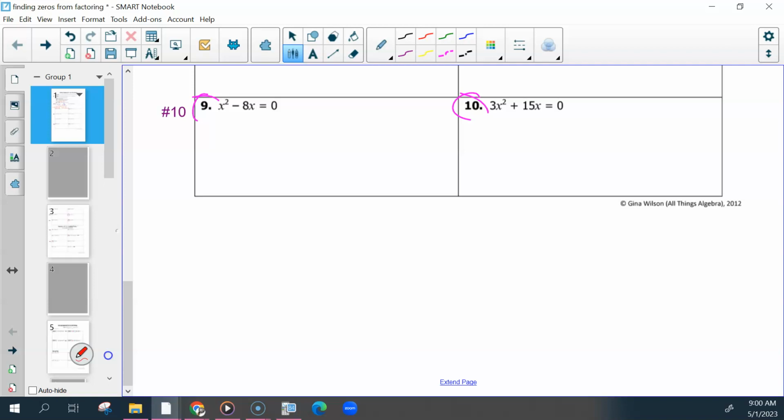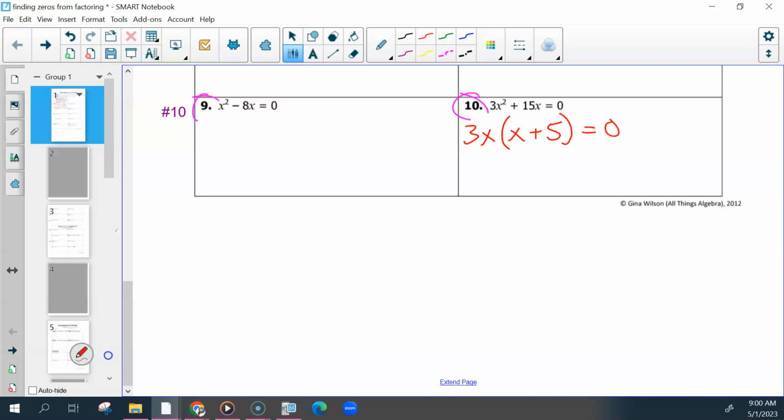This one has two terms, so not your trinomial rules. Anything with two terms, you can only use difference of squares or look for a GCF. Can we use difference of squares here? Are these both perfect squares? No. Can we factor out a GCF? Yes. What would that be? 3x. And what would be left? X plus 5.